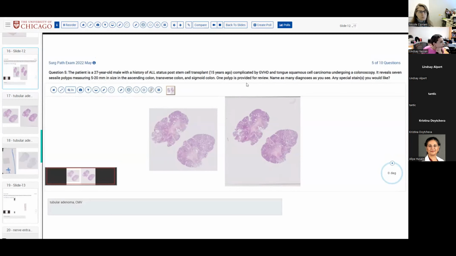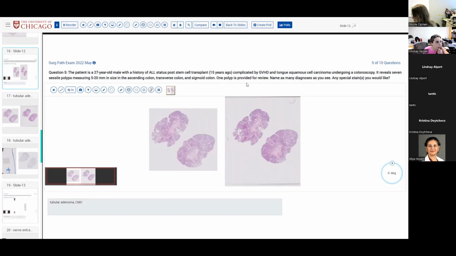Okay, so for this case, a couple important things from the history. 27-year-old with a history of ALL, status post stem cell transplant, complicated by GVHD and tongue squamous cell carcinoma. Undergoing colonoscopy, they found 7 polyps, which varied in size, with the largest being 2 centimeters. And then overall, you got 1 polyp for review.